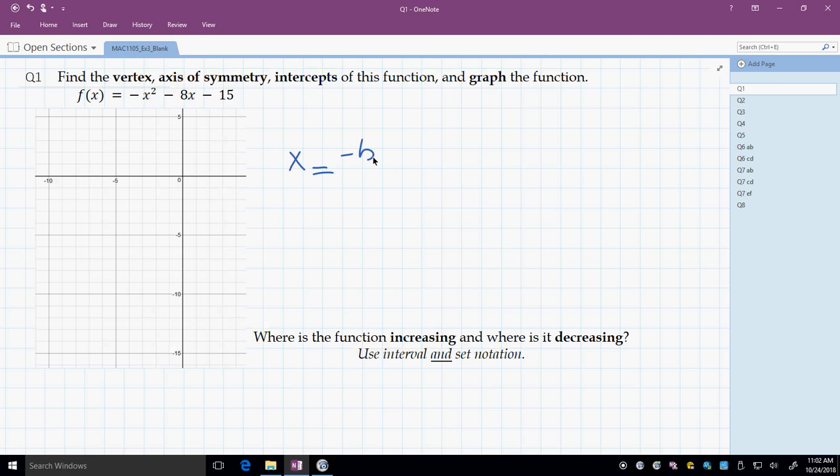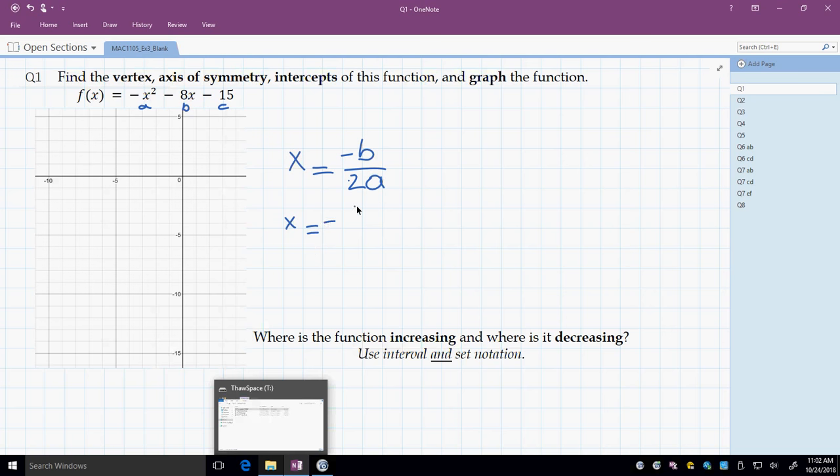x equals negative b over 2a, right? And if you look at the function, this is a, this is b, and this is c. So we're going to plug in the numbers. Negative, and then we have negative b. Always make sure that you use the negative from the formula and the negative of the number. That is a trick. Always, they're going to get you there. That is going to be over 2 times negative 1.